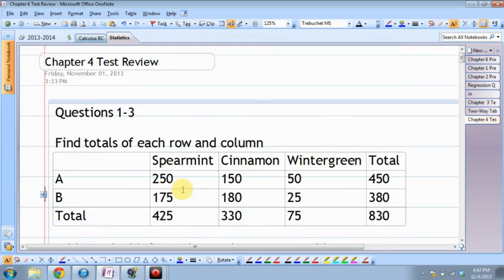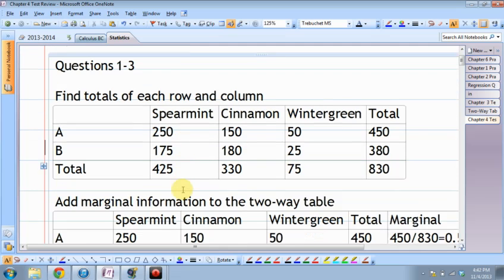Okay, let's get started here with questions 1 through 3. We've got most of this already done, so we'll just go ahead and talk about it. All right, so for part 1, total number of packs of gum produced in a given day. Well, there are 3 ways you can go about this.